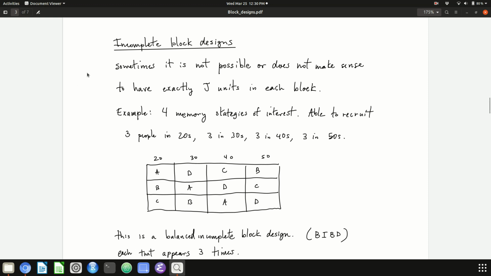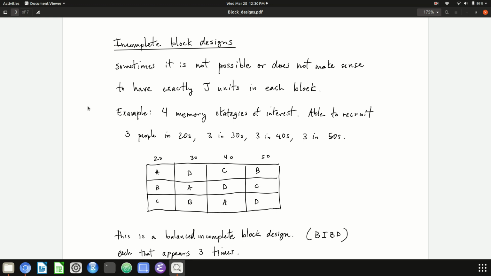And like I just said, sometimes it's not possible to have exactly J units in each block, or sometimes it just might not make sense to have exactly J units in each block. So let's look at an example here. We're looking at a group of 12 subjects, and this is a memory experiment. The idea here is there are 4 memory strategies, and you want to see how the different memory strategies that people use improve or help their memory.